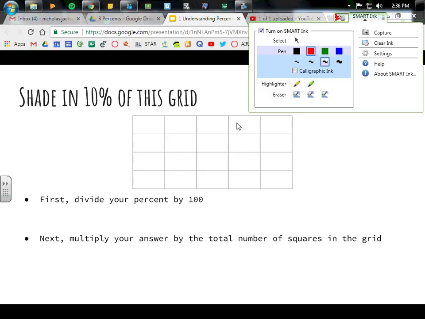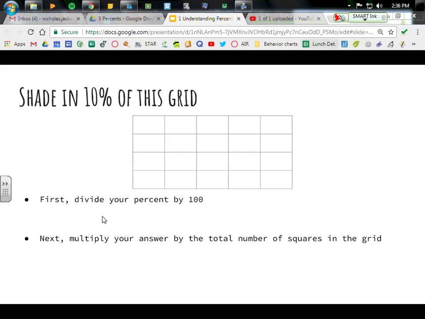First, we are going to divide our percent by 100 to get a decimal. So we're going to do 10 divided by 100 to get the decimal, 0.1. All right, next we're going to multiply this number by the total number of squares in the grid. There's again 20. All right, so 20 times 0.1 is going to give us 2. All right, so this is the number of squares that should be shaded in.